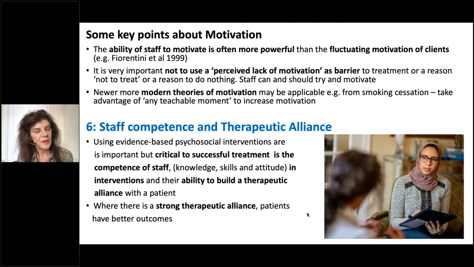OK, the sixth point I want to make is in terms of staff competence and therapeutic alliance. It's very, very important to use evidence-based psychosocial interventions. But critical to their success is the competence of the staff, i.e. their knowledge, skills and attitudes in being able to deliver the intervention, and also their ability to build a therapeutic alliance or a therapeutic relationship with the patient. And we know that if there is a strong therapeutic alliance, patients tend to have better outcomes.